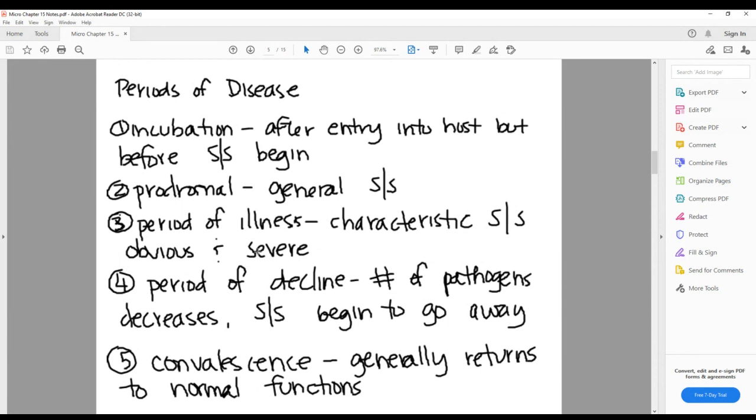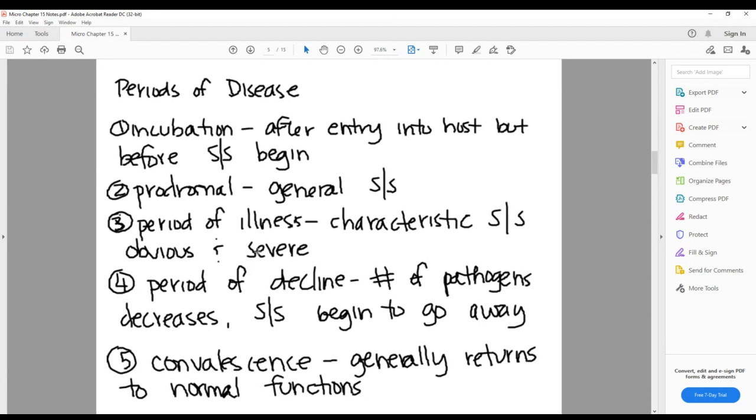That's when you say, oh, I think I'm coming down with something, or you know what? I just don't feel very well. That's the prodromal period where you start to get some of those general signs and symptoms. Maybe you start running a little bit of fever. Maybe you have some fatigue or malaise.